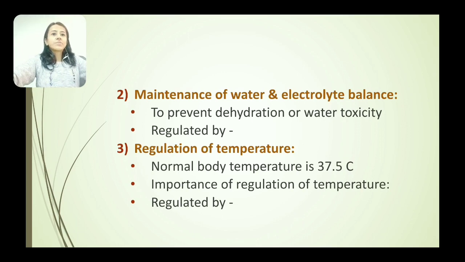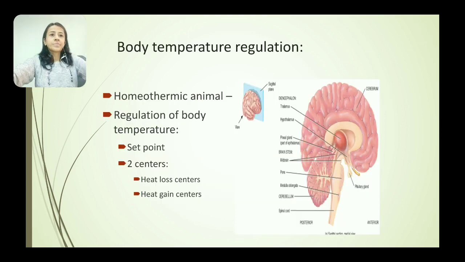Body temperature regulation. Normal body temperature is about 37.5 degrees Celsius. Why is body temperature regulation required? Because enzymatic activities are maximum at a particular temperature. And when body temperature deviates from this range, that affects our enzymatic activities. Body temperature is regulated by skin, respiratory system, digestive system, excretory system and nervous system.